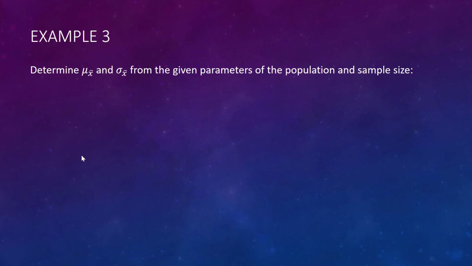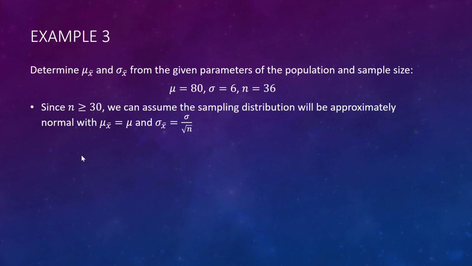Example 3. Find the sampling distribution mean and standard deviation from the given parameters of the population and sample size. The population mean is 80, the population standard deviation is 6, and the sample size is 36. Since the sample size is larger than 30, we can assume that the sampling distribution will be approximately normal, with the sampling distribution mean being the same as the population mean, and the sampling distribution standard deviation being the population standard deviation divided by the square root of n, the sample size.